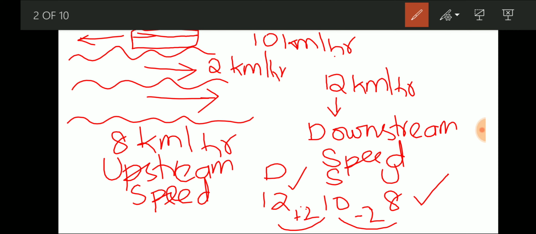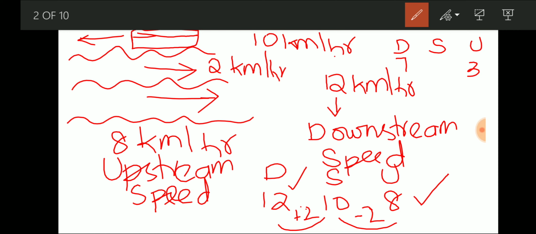A very simple technique which makes our life easy. All that we have to do is add on one side for downstream and subtract on the other for upstream. With this technique, we're going to solve some more problems. Let's take another question. If the downstream speed of a boat is 7 kilometers per hour and the upstream speed is 3 kilometers per hour, then what will be the still water speed?